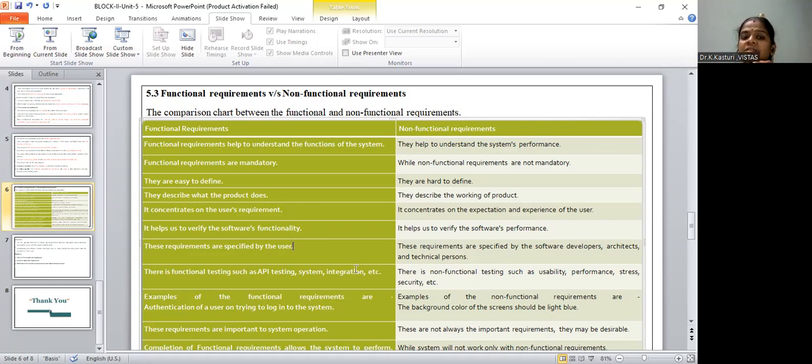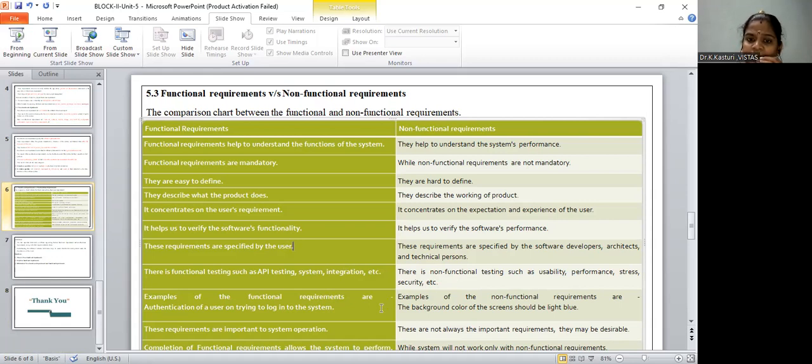There is functional testing such as API testing, that is application program interface testing, system testing, integration testing, and so many other tests, for testing the functionality of functional requirements. There is non-functional testing such as usability, performance tests, security, etc., for non-functional requirements testing.